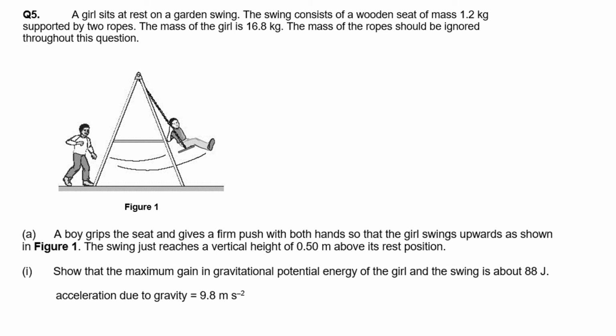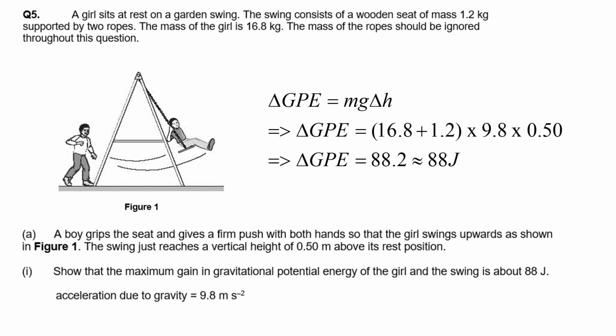And we want to show that the maximum gain in GPE is about 88 joules using g equals 9.8. So using some lower six mechanics, we should know that change in GPE is mgΔh. So we add the two masses together, times 9.8 times half a meter gives us 88.2, which is pretty much 88 joules.